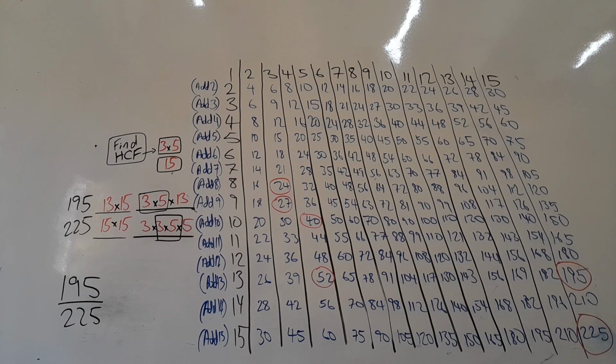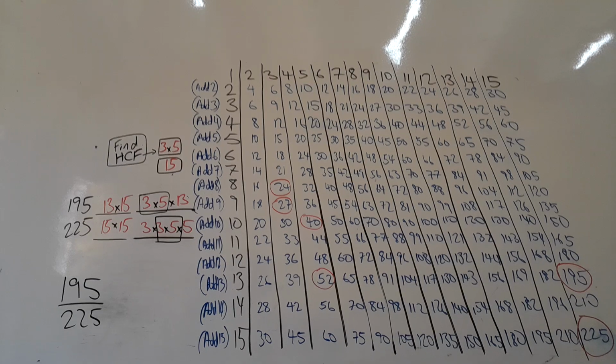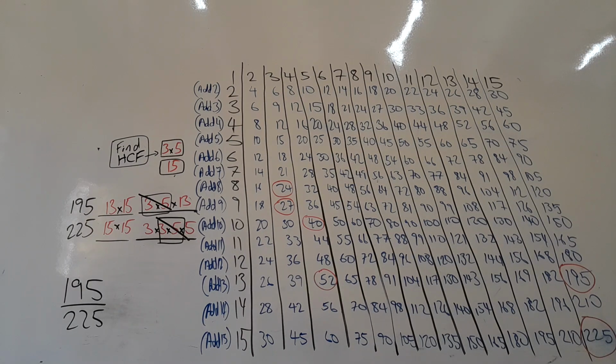But this is what we're going to do. Now, what does that look like? The top looks like 13, and the denominator looks like 3 times 5. So there you have it. 195 over 225 is 13 over 3 times 5, resulting in 13 over 15.